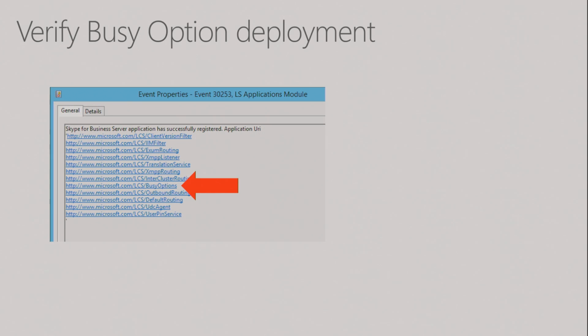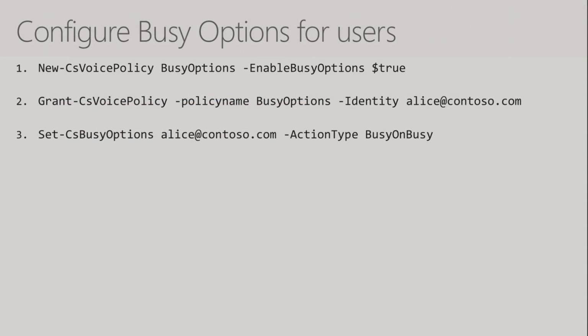You know, at the end of the day, you can actually look in the event viewer and see the application registered. So there you see it as the /LCS/busy options. Yes, it does read LCS. Moving on. That's how we can quickly see that that application is there and registered. And then once we have the app set up, that still doesn't really do much of anything other than give us the ability now to turn on busy options for my users.